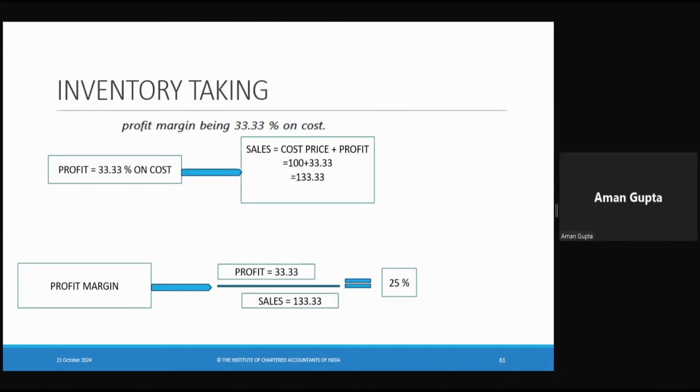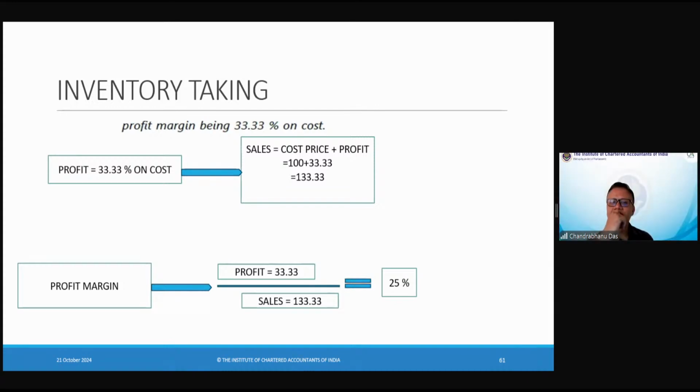So why would we divide profit by sales? Because that is the profit margin. Whenever a company talks of margin, it talks on the sales only. Because I sell goods to customers, and whatever profit I get, I want to know from the sales how much profit I'm getting. That's why profit margin is always talked about on the basis of sales only. Because then only can the company think what to do next.